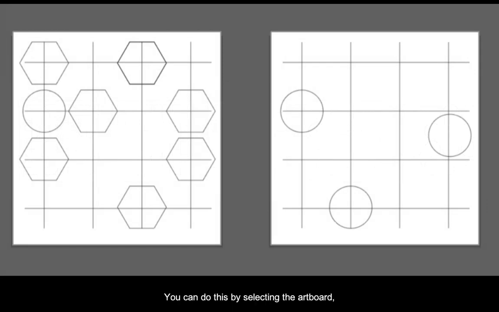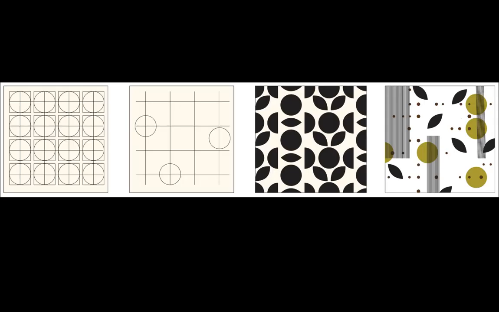You can do this by selecting the artboard and sliding the artboard while holding Option or Alt, just like you did when you duplicated the shapes. Next, deconstruct the design by removing shapes, adding shapes, and moving them around within the grid structure to create variations.